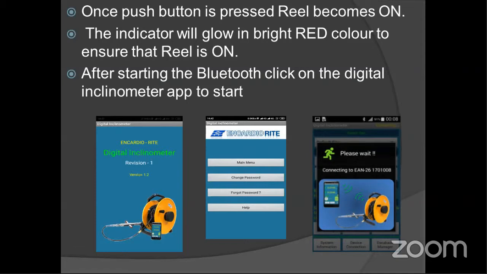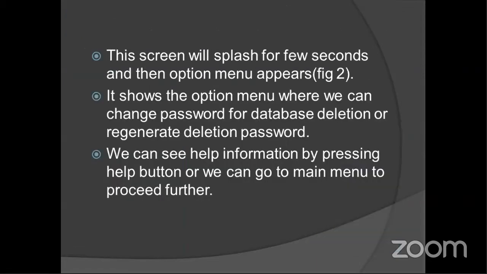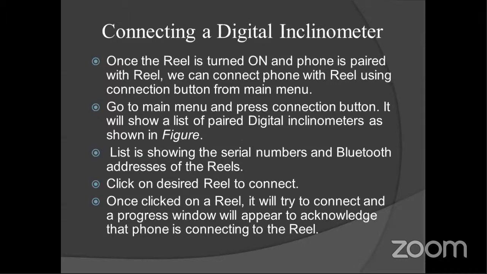First is that blue color screen that the digital inclinometer is showing. This is how it will show. Then we'll see the second screen, which shows the main menu, change password, forgot password, and help, like a normal mobile. So we should go to the main menu and get the connection established. Once the device is on and the phone is paired, it will be very easy to move the process along.